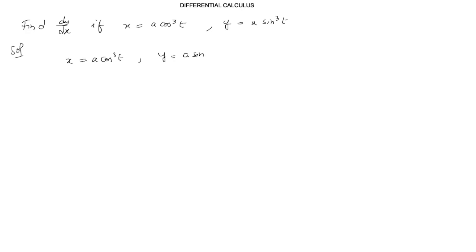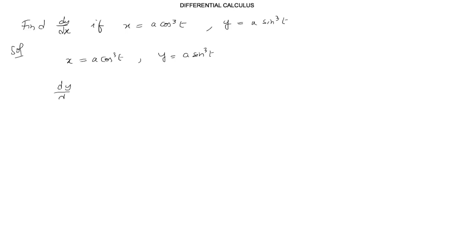Okay, so let us move on to another problem. So let us find dy by dx. If x is given as a cos cube t and y as a sin cube t, right? So x is equal to a cos cube t and y is equal to a sin cube t, right?